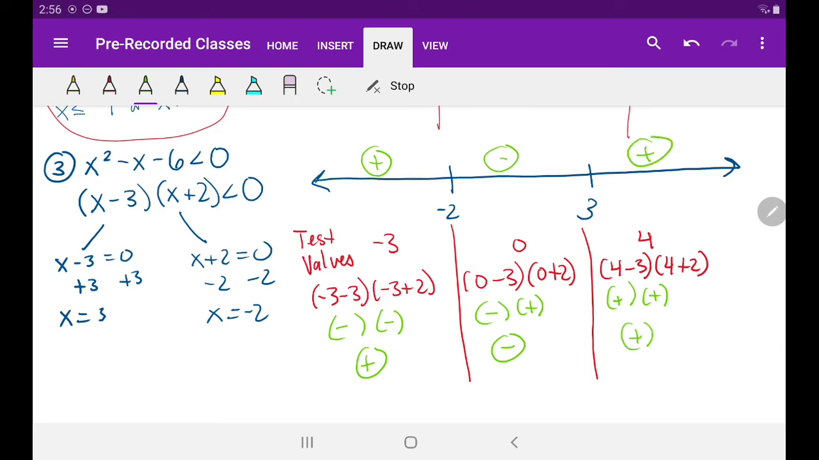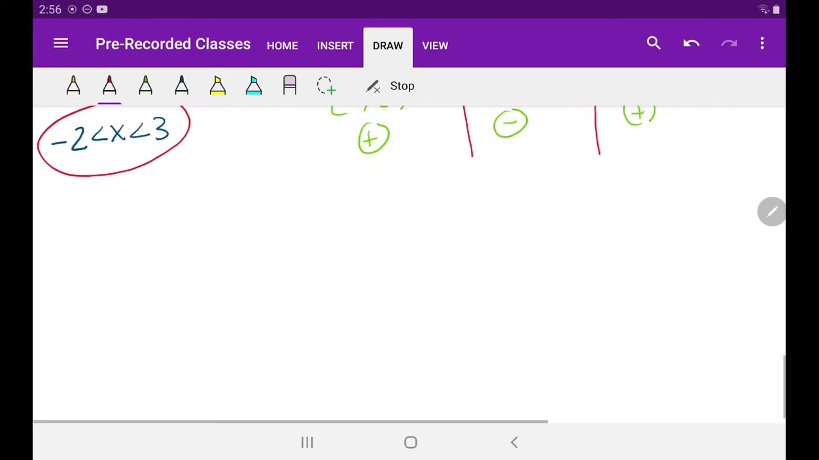If we go back to the original problem, they wanted to know where it was less than 0, or where it was negative, and it's going to be negative in the region in the middle between negative 2 and 3. So to write that for our answer, we would have -2 < x < 3. That's my answer to number 3. So we can go on to number 4.